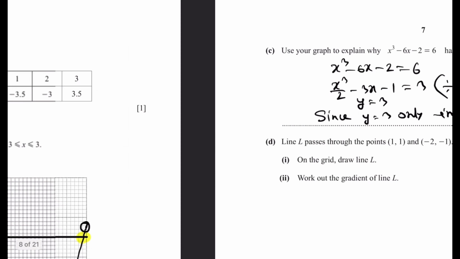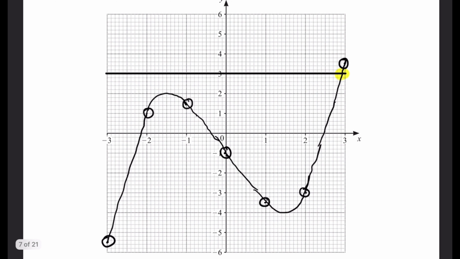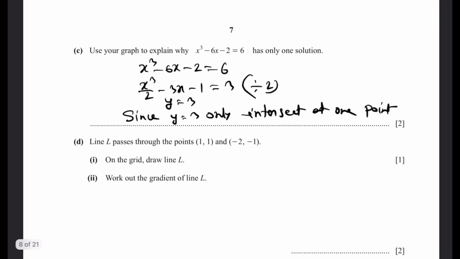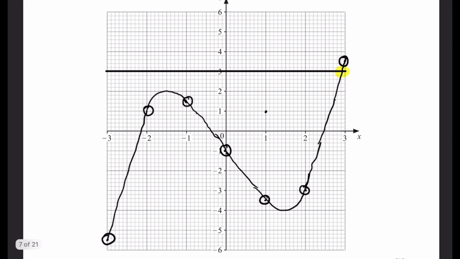1, 1 and minus 2, minus 1. So let me draw 1, 1, which means this point. Another point is minus 2, minus 1, this point.